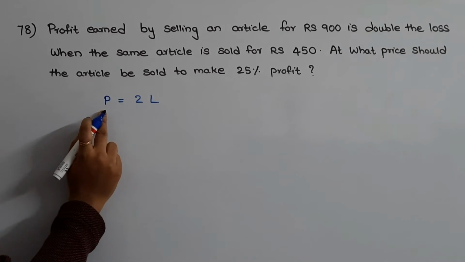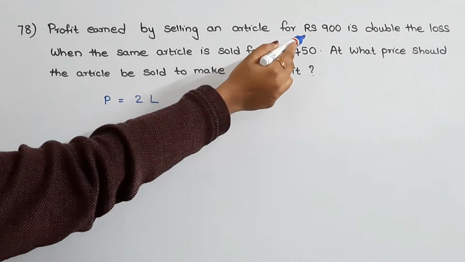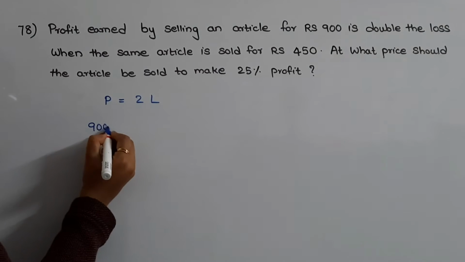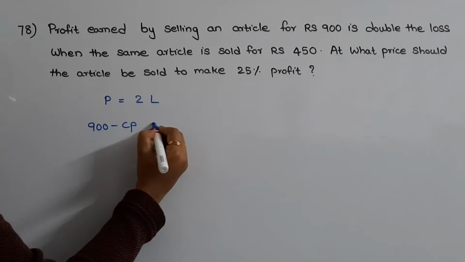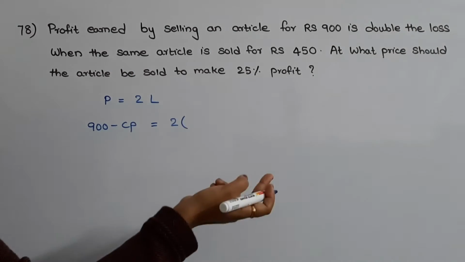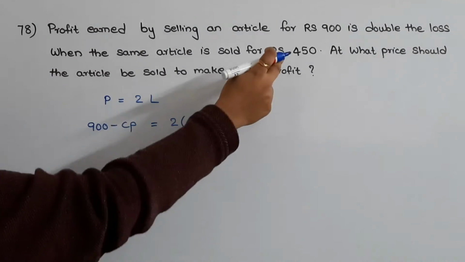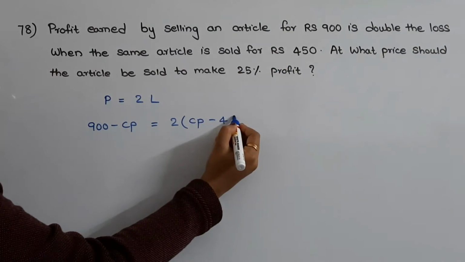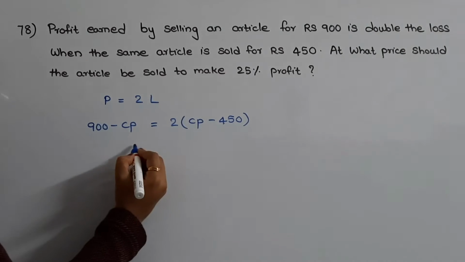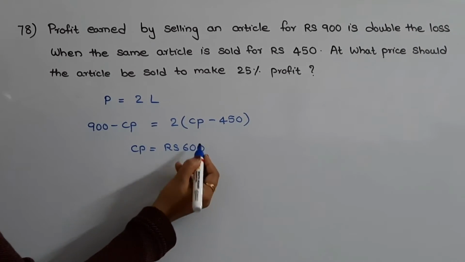We know that profit is equal to selling price minus cost price. The selling price in the first case is given as 900, so profit will be equal to 900 minus cost price. That is equal to 2 into loss, where loss is cost price minus the selling price in the second case, which is given as 450. On solving this equation we will get the cost price as rupees 600.